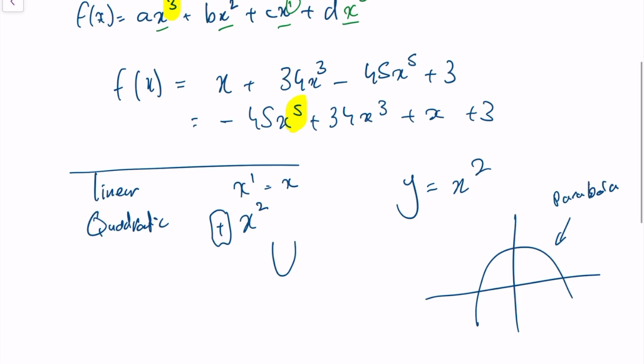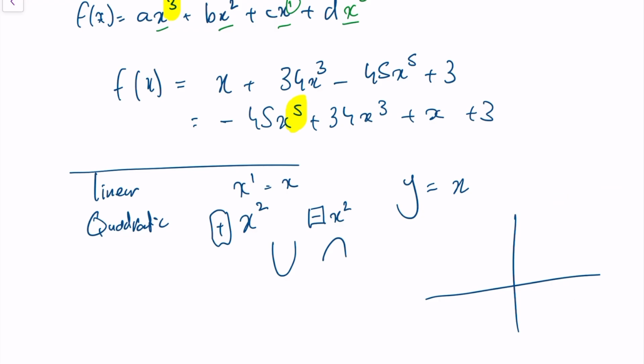When the number in front of x squared is negative, it's going to be an n shape. Okay, so that's how we remember that one. The next one is a cubic graph. A cubic graph has, obviously, like a cube, x to the power of 3.